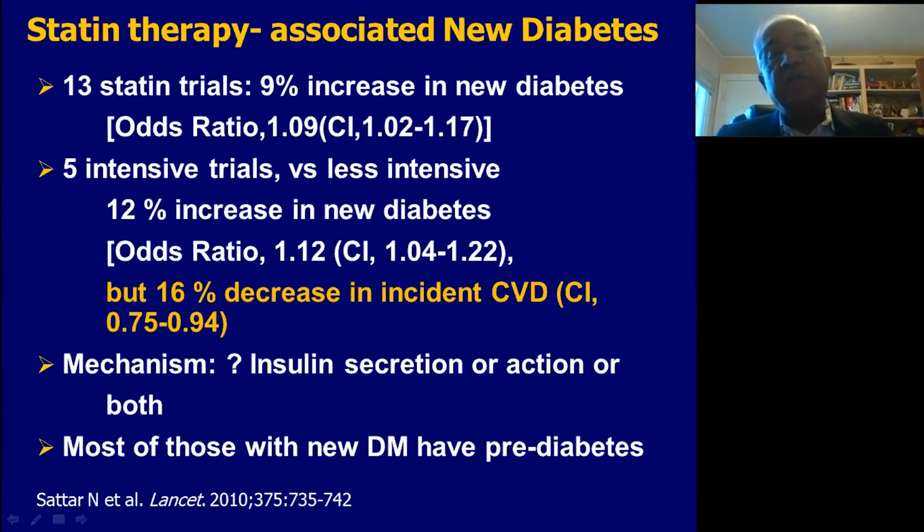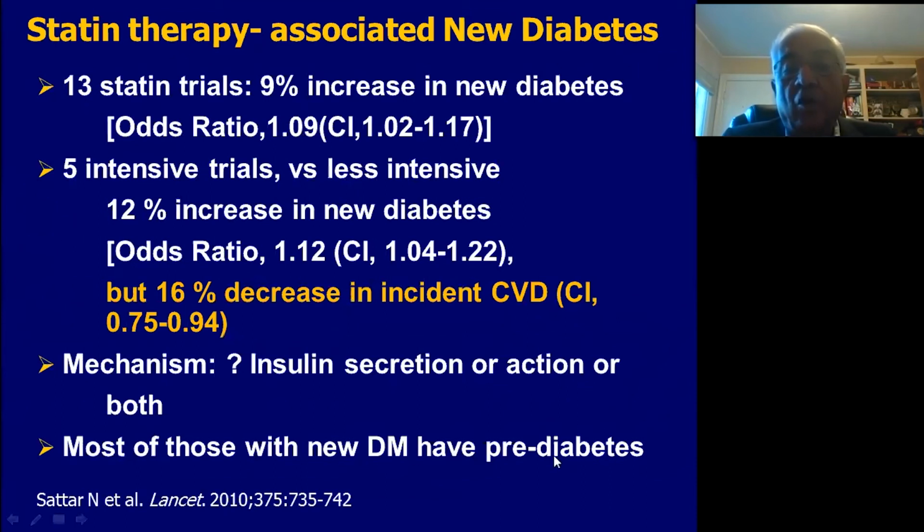But remember that even those who get diabetes, even in the intensive statin trials, there is a 16% decrease in the incident cardiovascular disease. So just because somebody has high risk of developing diabetes, one should not withhold the therapy if they also have high risk of cardiovascular disease, because the benefit is much greater than the small increase in the risk of diabetes.